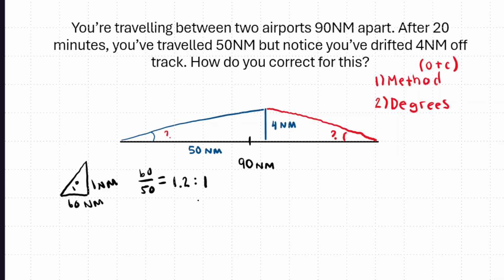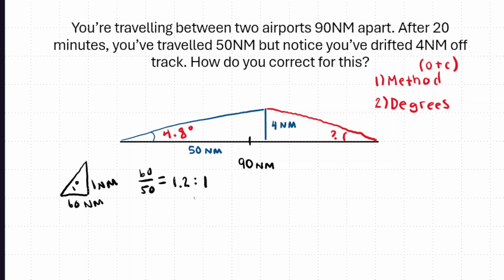Now, remember, how do we solve this angle here? We know our distance here. It's 4 nautical miles. We know our ratio now. So what do we have to multiply 4 nautical miles by in order to figure out our degrees? We're going to have to multiply 4 by 1.2, right? So when we do that, we are going to find that we are 4.8 degrees off. Okay, perfect. So we have our one angle here. Now we need to find this one.